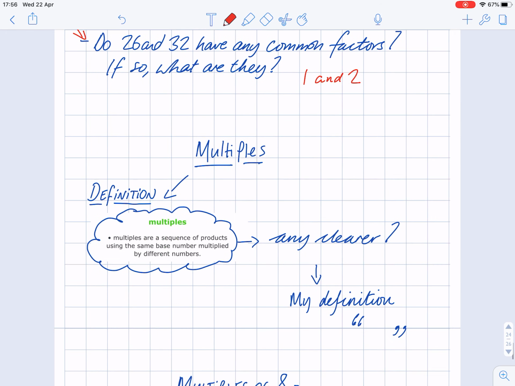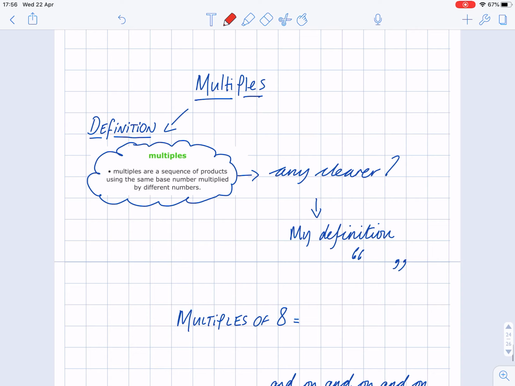All right, now we're going to go on to multiples. Whenever we talk about factors, you'll find we always talk about multiples as well. This is the definition I found online: multiples are a sequence of products using the same base numbers multiplied by different numbers. Is that any clearer to you? It's not to me. My definition is, if we think about multiples of 8, if I count up in 8s, like my 8 times table, all the numbers that I land on are multiples of 8.